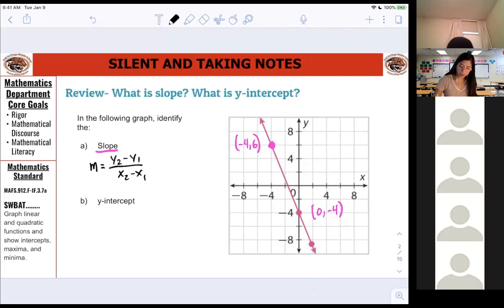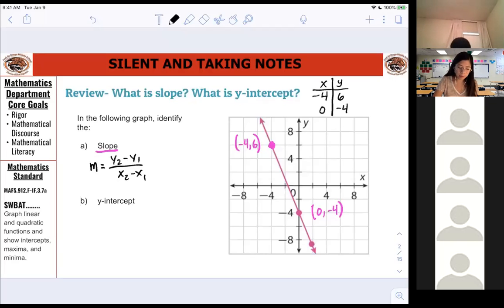So I have these 2 points. I labeled them on my graph. I'm going to put them in a table, because again, a table is just better visualization. It's easier to see it that way. So I have -4 comma 6 and then 0 comma -4.